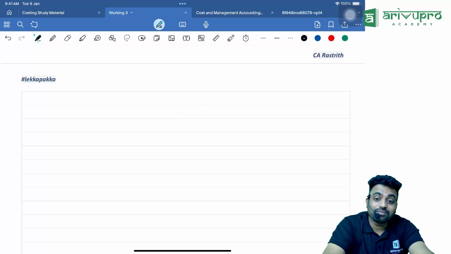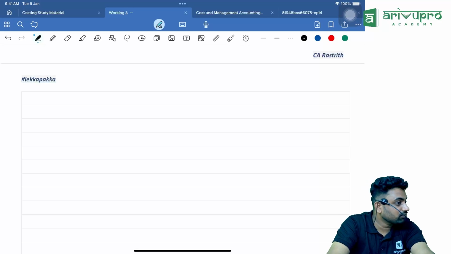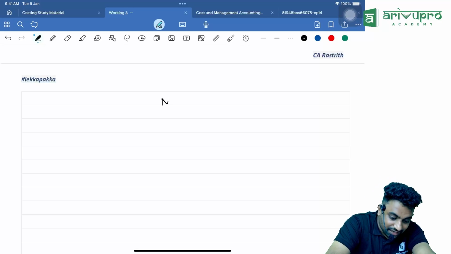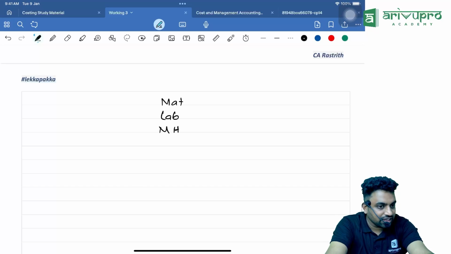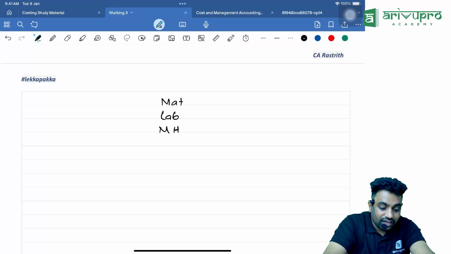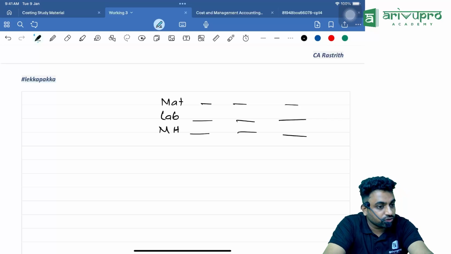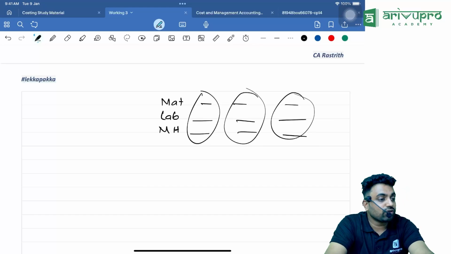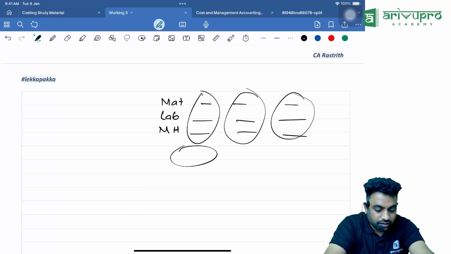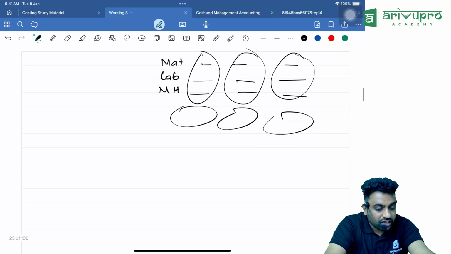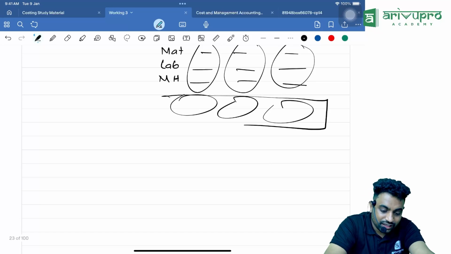Sometimes more than one factor is limiting. Let's say material is limiting, labor is limiting, machine hours are also limiting. Here what you should find is, as per material how many units I can produce, as per labor how many units I can produce, as per machine hours how many units I can produce. The lower of these three is what maximum you can produce. Now you will get some units. Whatever decision you take, you should consider these units.